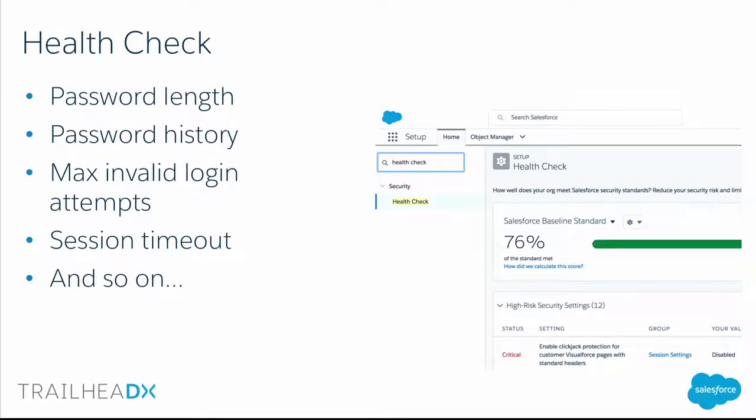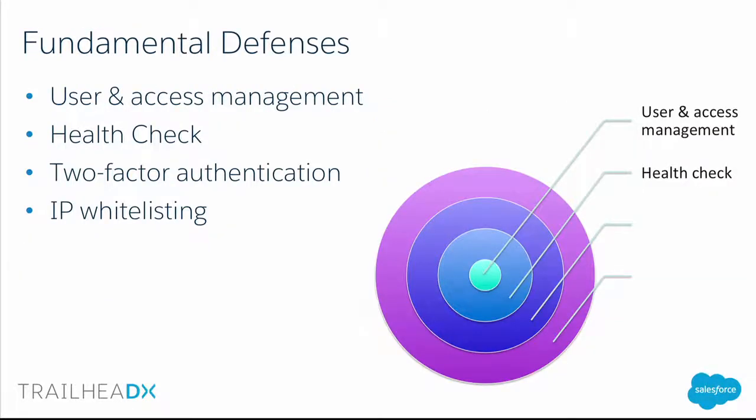So it's very easy to run. You go to the setup menu, search for health check. It just runs automatically. It gives you a rating on how your settings compare to the recommended baseline, and you can adjust all those knobs. So this is a very easy step to take. Everyone, maybe even tonight, you can go home and run your health check and get a good idea of your password and session requirements.